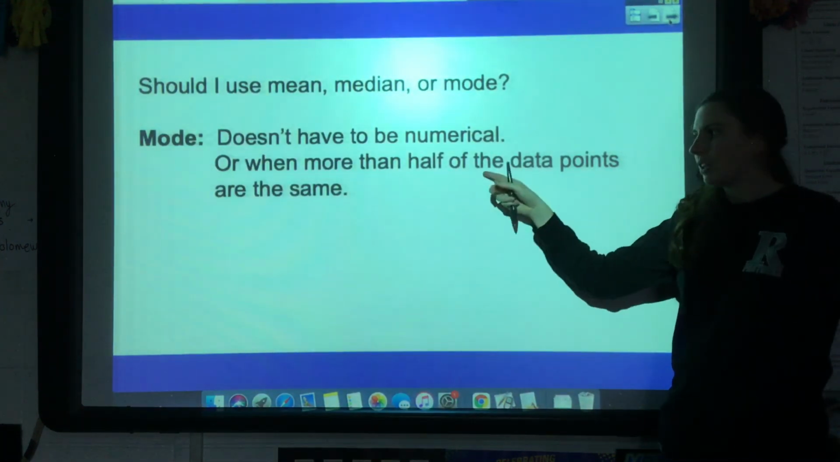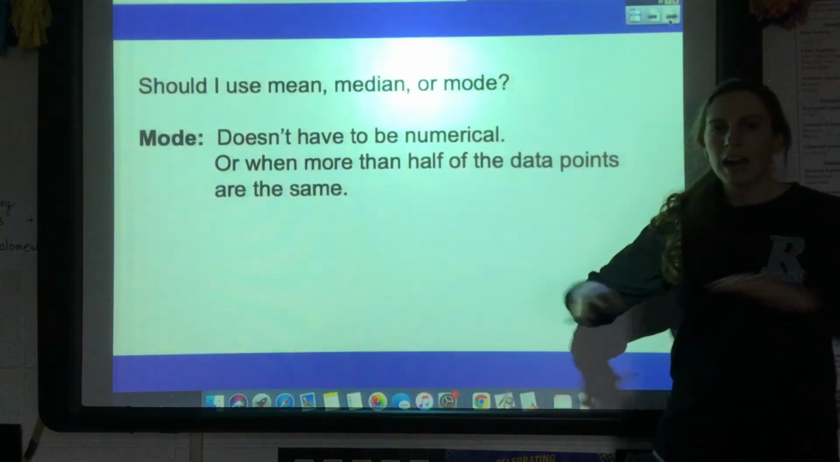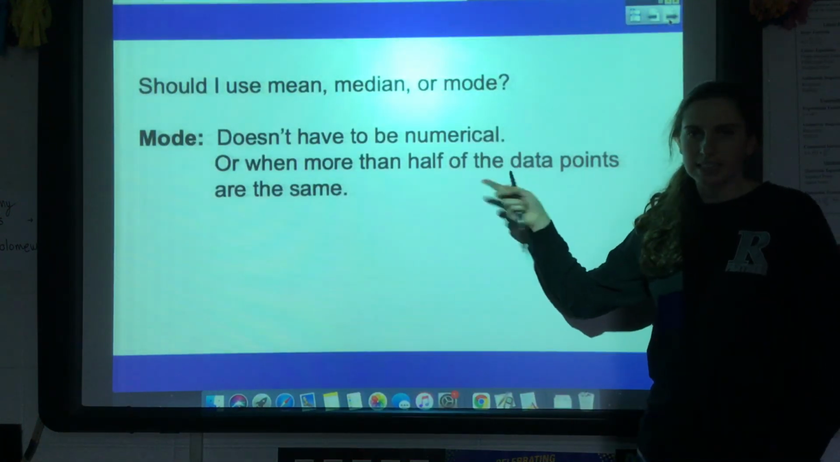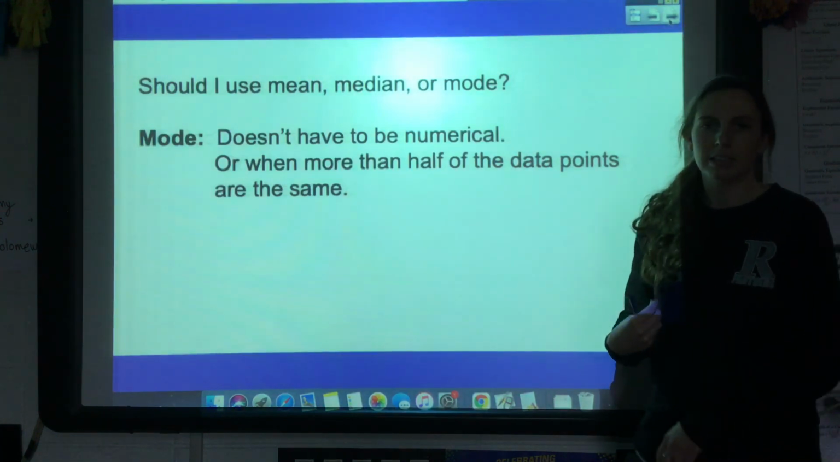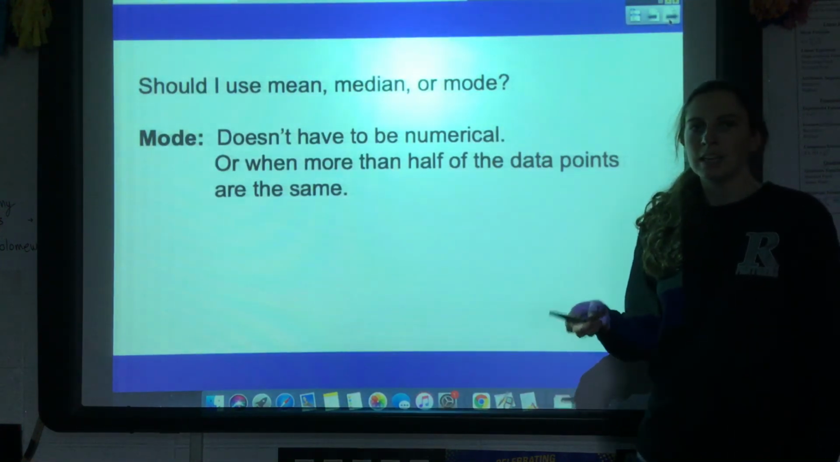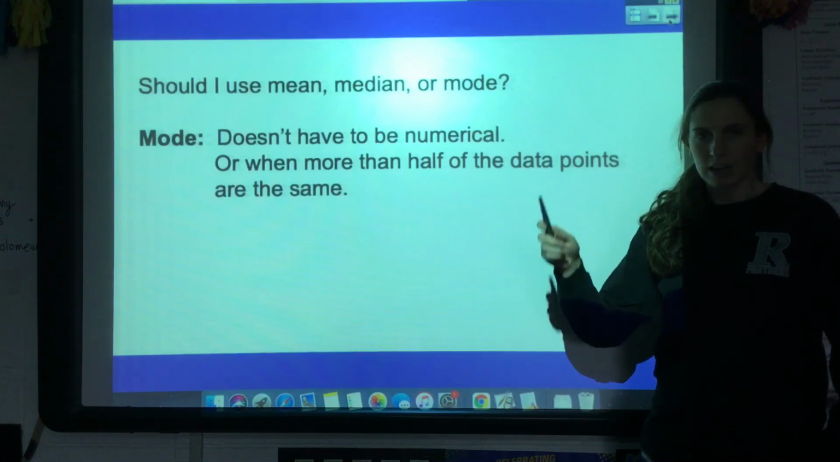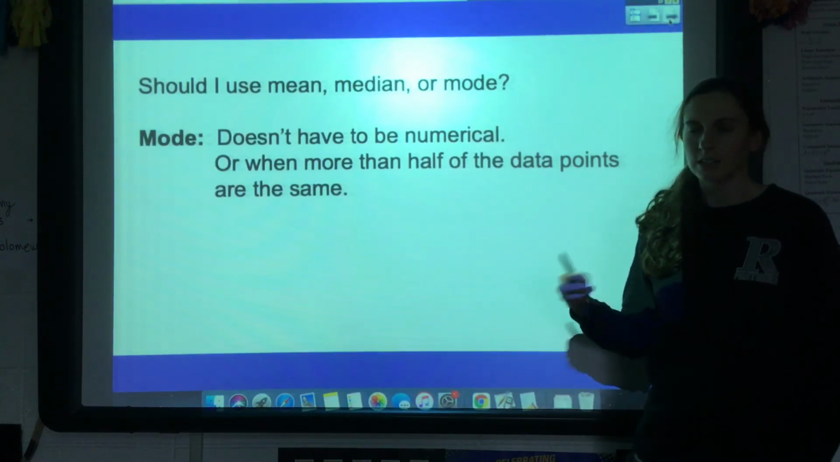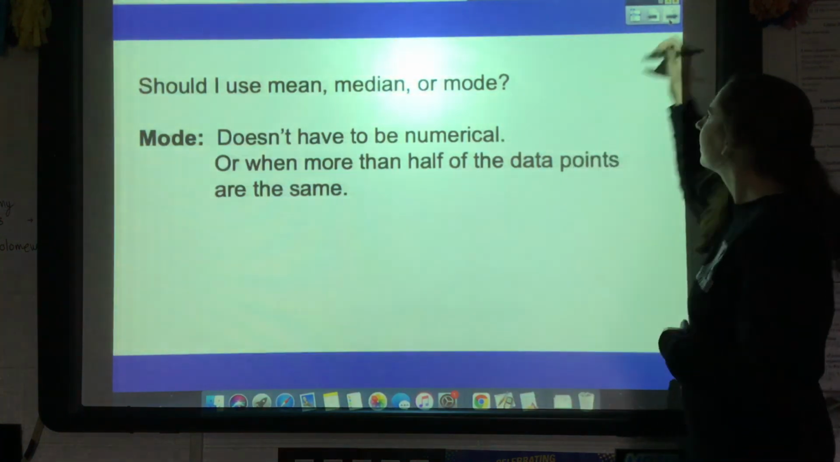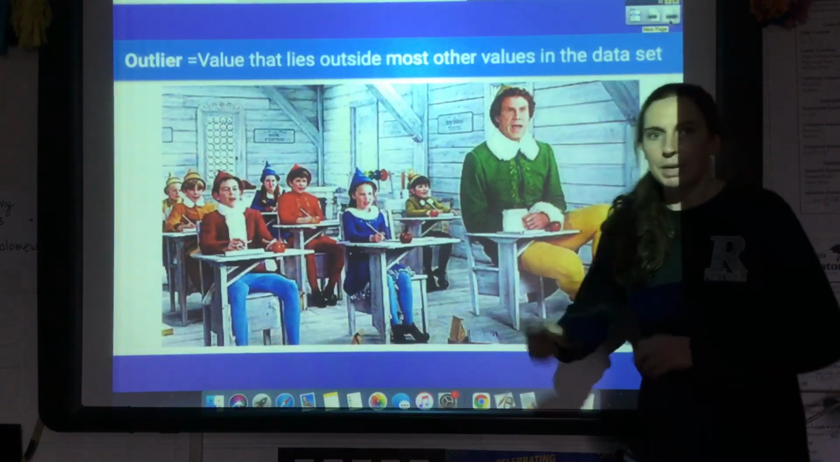We also might want to use the mode when over half of the data is the exact same number, then you may just want to use the mode. For example, let's say you have some test grades and it's like 90, 90, 90, 90, and then 40. You may just want to use the 90 to represent the center of that data because most of them were 90s.